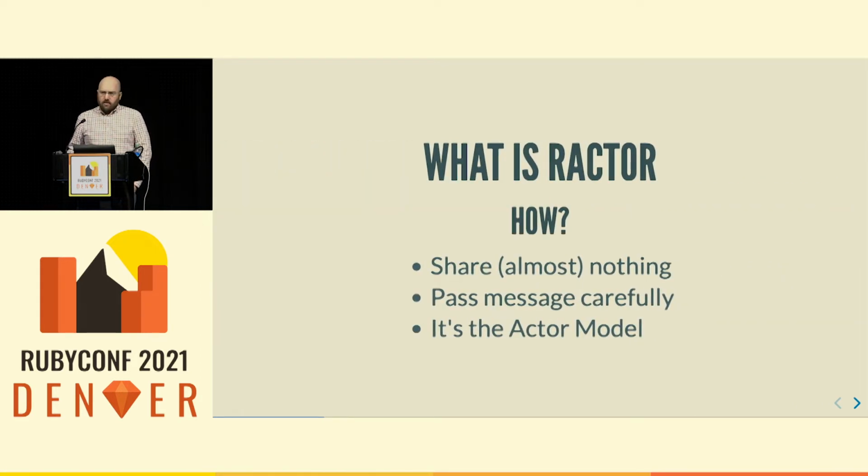So when a Ractor gets an object in its inbox, it's either a shareable type, which means roughly that it's an immutable thing, a frozen string or a number or a symbol. It's a class or a module. It's a reference to another Ractor, or if you have to pass something more complicated than that, it's either a copy of the object or the ownership has been transferred to it.